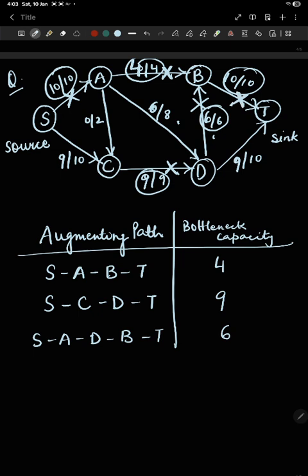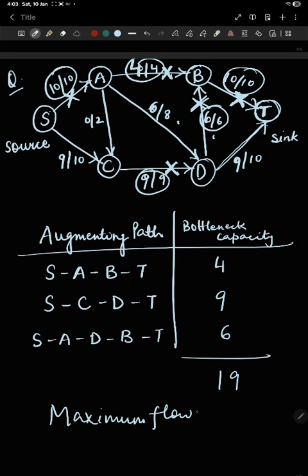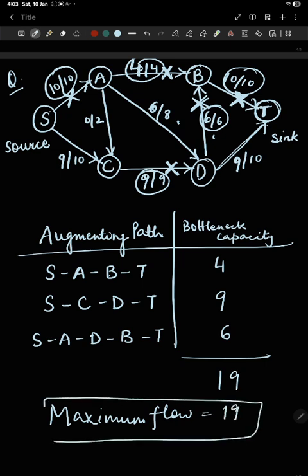We cannot reach the sink from the source through any other path. This path is cut, this is cut, and if we can reach by here, but this path is cut. And through D, you can think that we can reach by A to D, but from S to A the path is cut, so no more path. So the final answer: 6 plus 4 plus 9 is 19. So our maximum flow is 19. Our answer is 19. Okay.